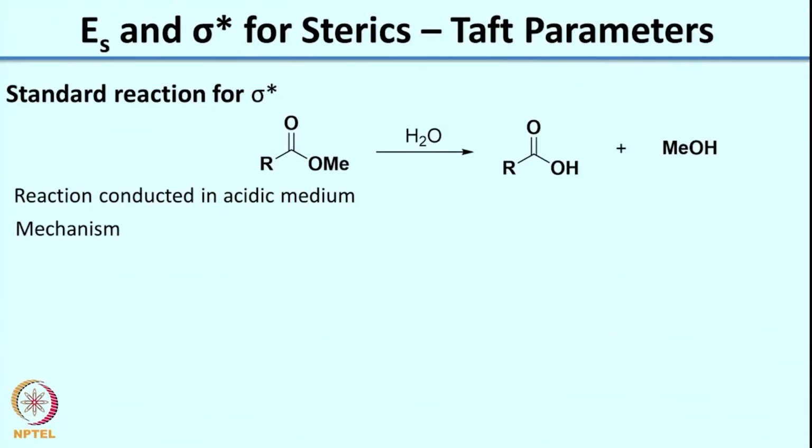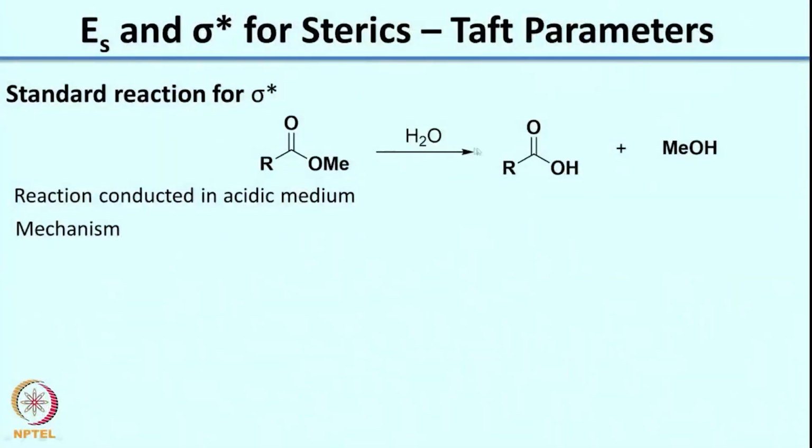Just as we had a standard reaction before, like the benzoic acid dissociation, whenever you want to develop a relationship like this, you need to first find an appropriate standard reaction. In this case the standard reaction is given below, which is the ester hydrolysis. When you think of ester hydrolysis, the reaction can be conducted in an acidic medium or a basic medium. So, the first thing I want you to do, since we have also practiced writing reaction mechanisms, is write the reaction mechanism for ester hydrolysis in acidic medium.